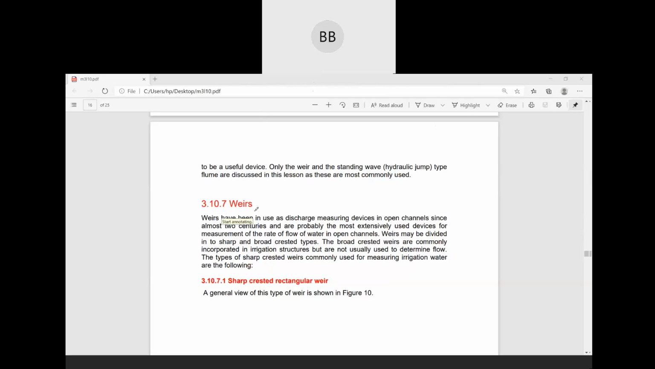So you can write down the definitions of weirs. Next, you can write the types of weirs. Mainly we are going to discuss types of weirs with diagrams. So better you first write down that weirs have been used as a distance measuring device also in open channels for almost 2 centuries, and probably the most extensively used device for measurement of rate of flow of water in open channels.